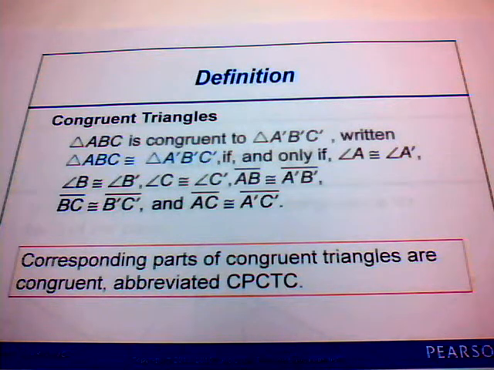So in other words, we can say that the corresponding parts of congruent triangles are congruent, which is abbreviated as CPCTC.